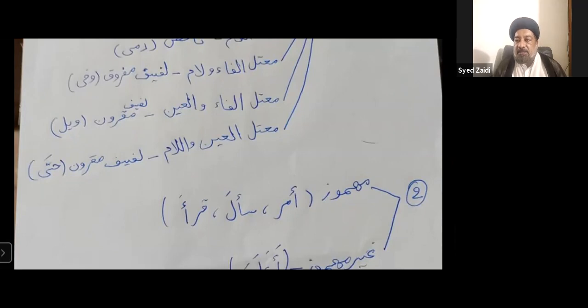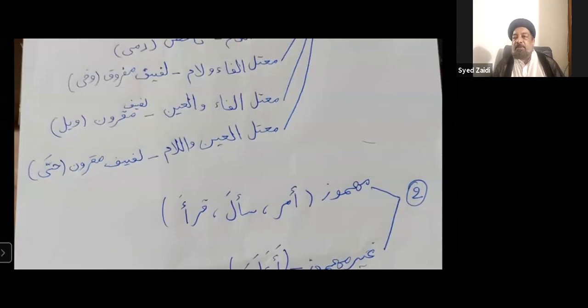So the second category is either mahmuz or not. Mahmuz means any word that has a hamza in it as a root letter. As simple as that. That word is mahmuz. But if it does not have a hamza in it, it is called ghayr mahmuz. Please scroll down a little bit. Jafri Saab, can you scroll down, please? Yes.